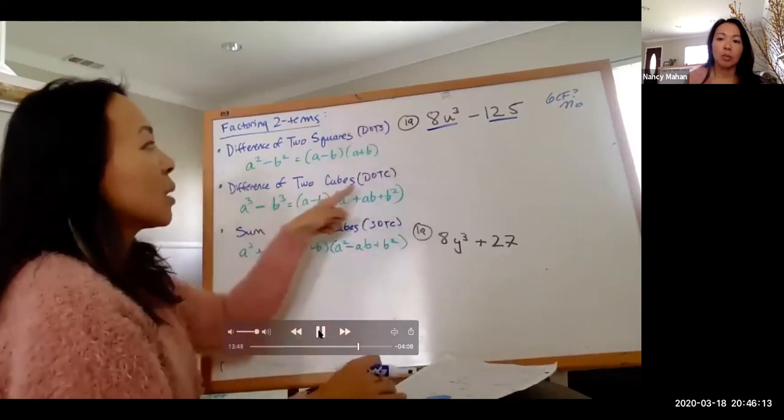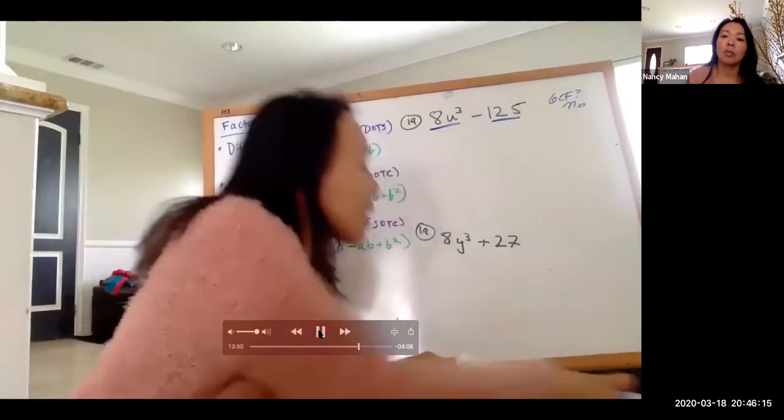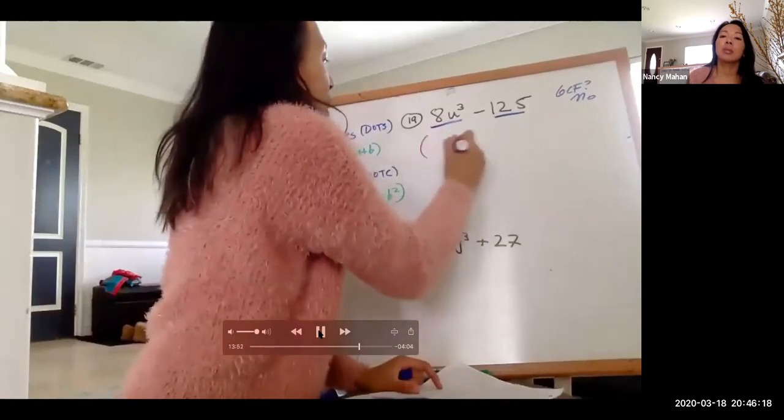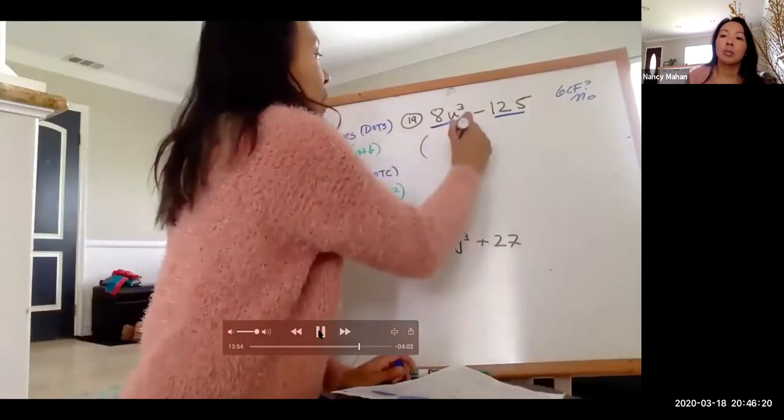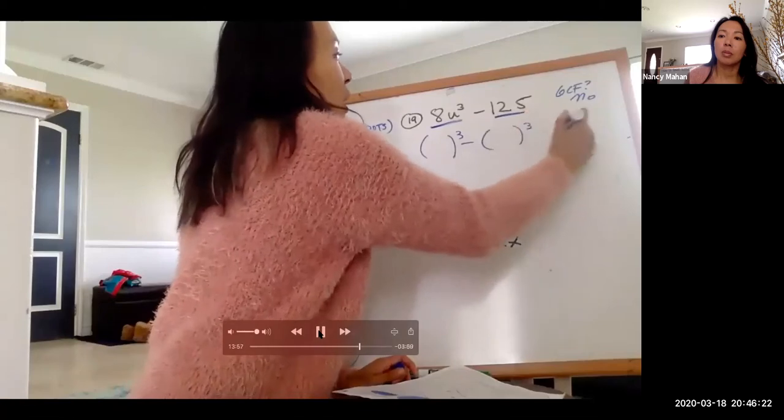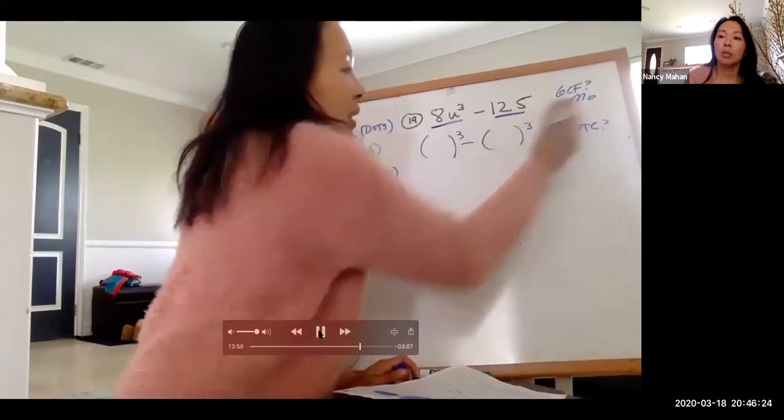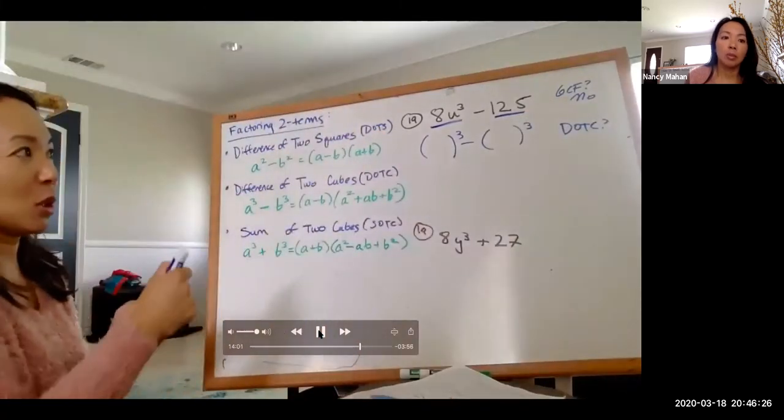So I have a hunch it's going to be a doctica. A doctica is in the form where something cubed minus something cubed. So my question is, is this a doctica? Is it the difference of two cubes?